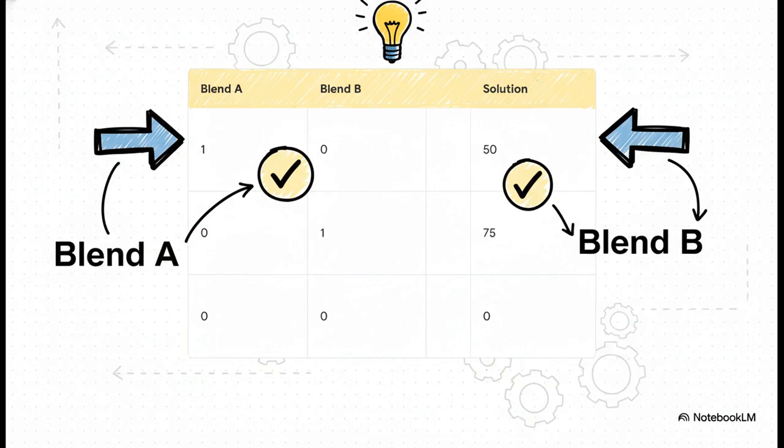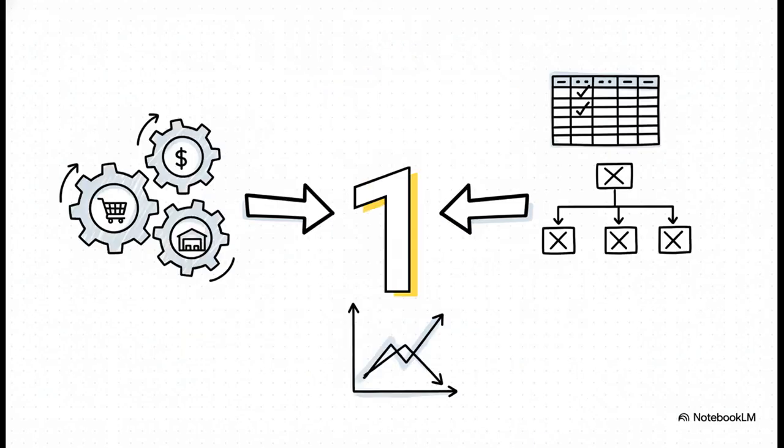Now let's read the second row. 0 times X plus 1 times Y equals 75. The instruction: order 75 kilograms of the standard blend. All of the ambiguity is completely gone. Now, I want you to really consider the power this gives you as a manager. When you present this decision to your boss or your team, you're not relying on a hunch. You're not hedging your bets.